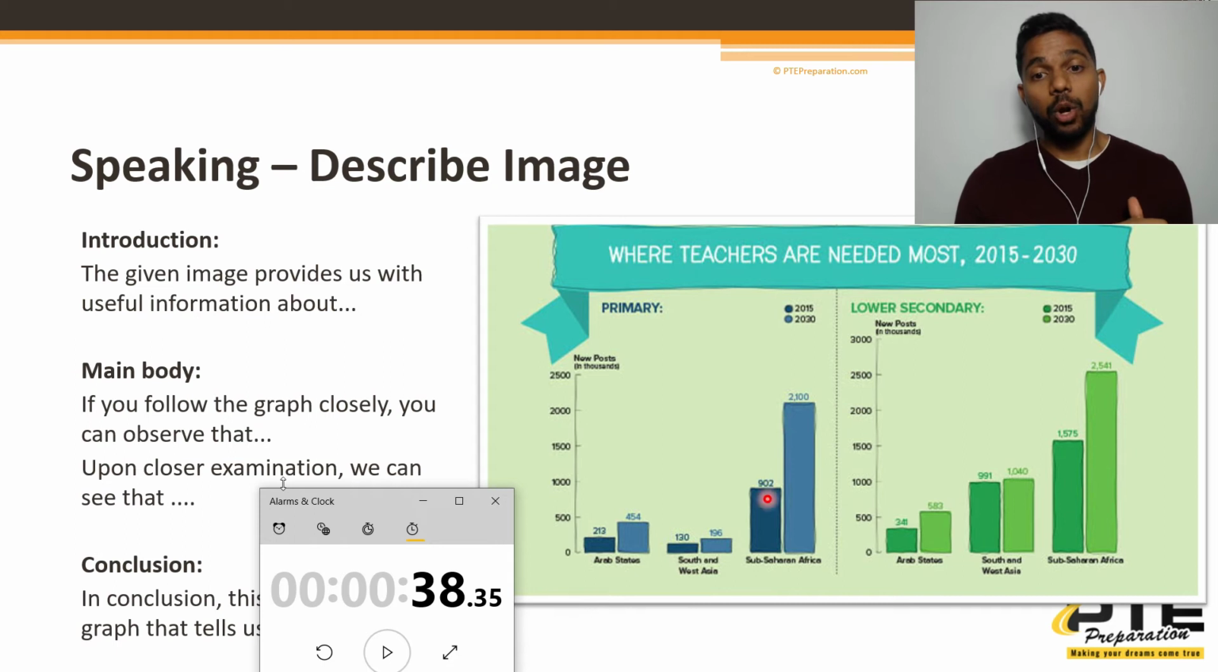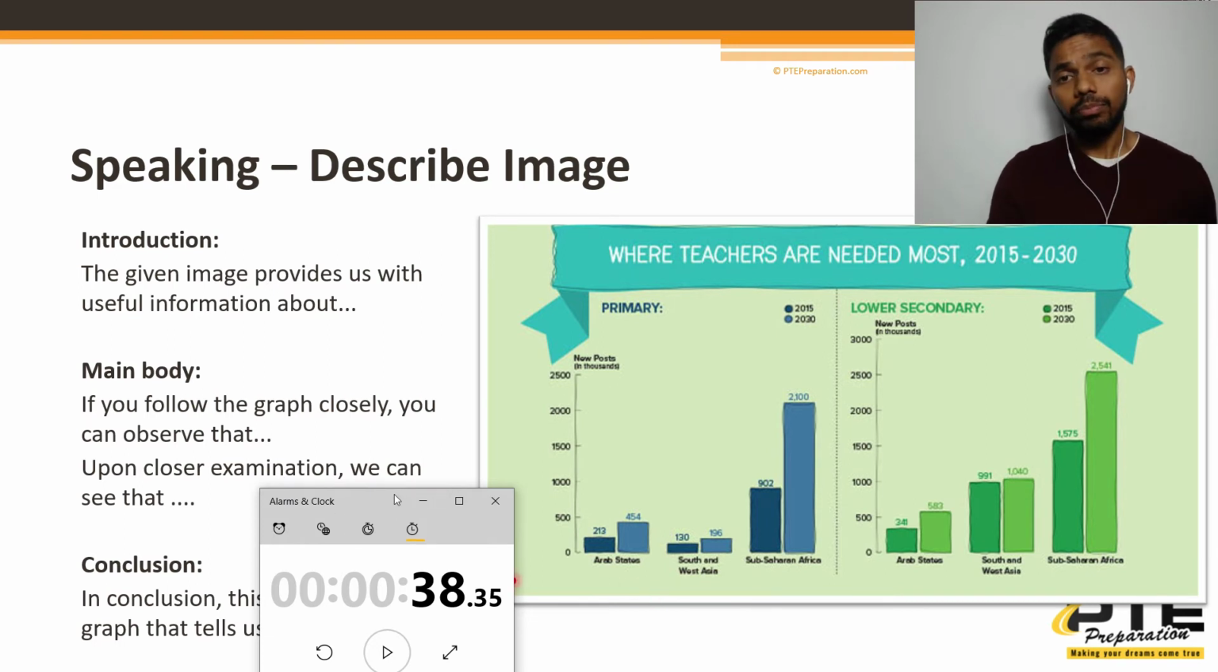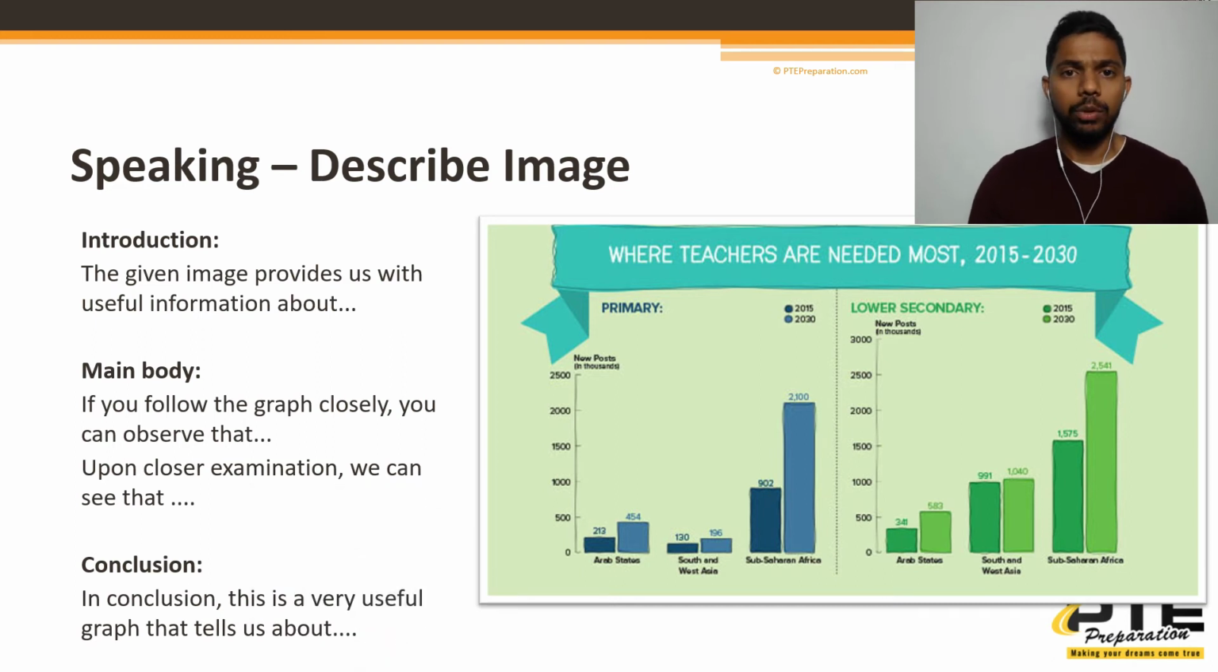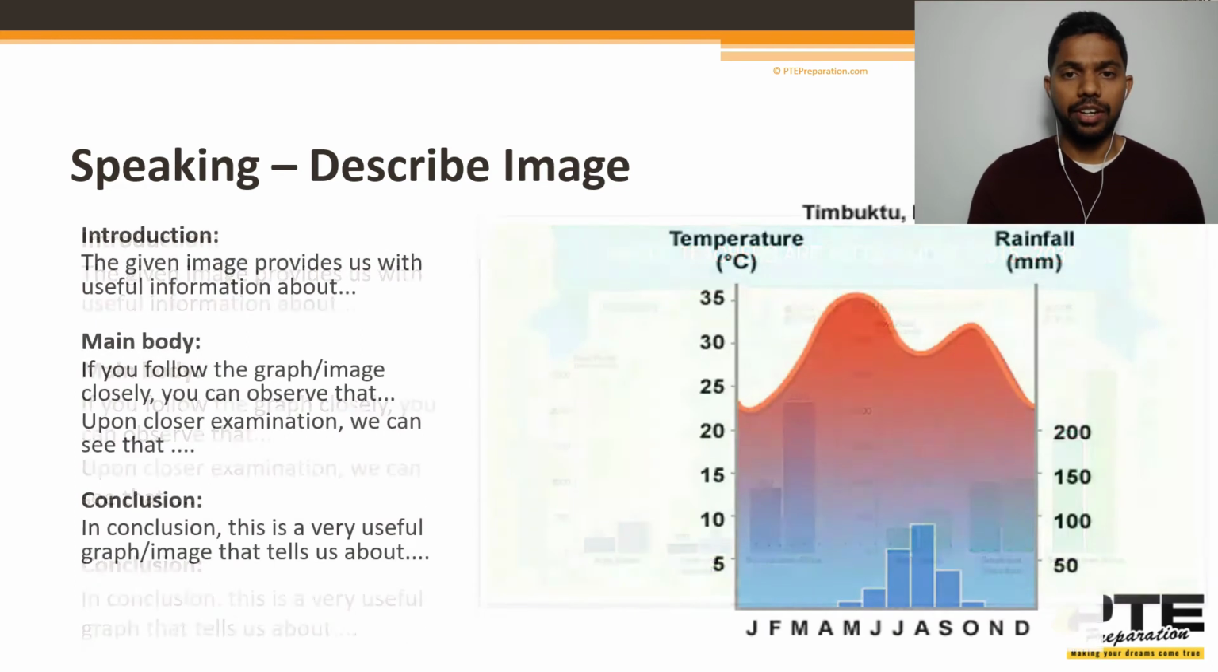In the second main body, I picked up this low number here, and in the conclusion, I just gave a general overview about the image. So yeah, that was my answer. I hope that helped. We'll get into the next question right away.